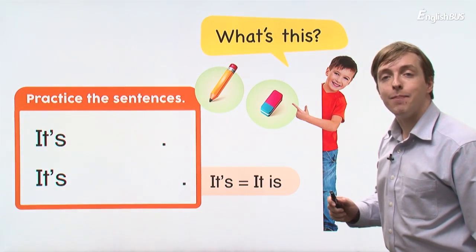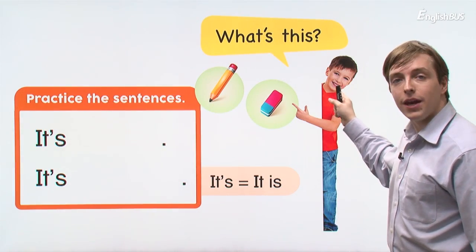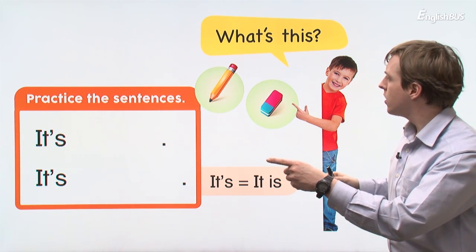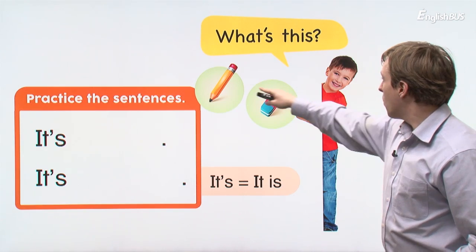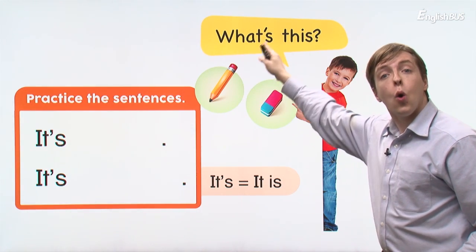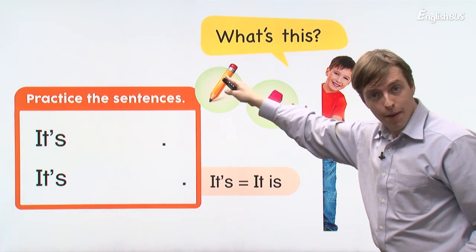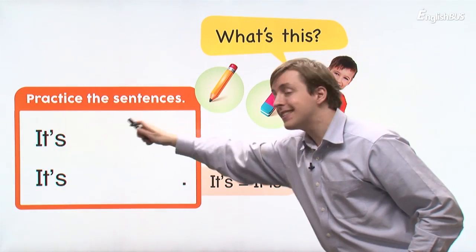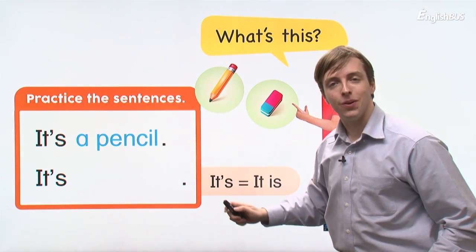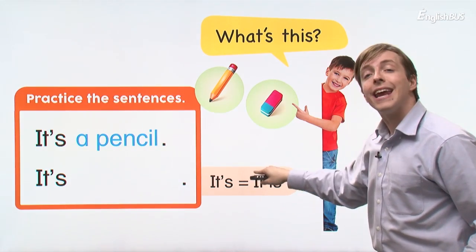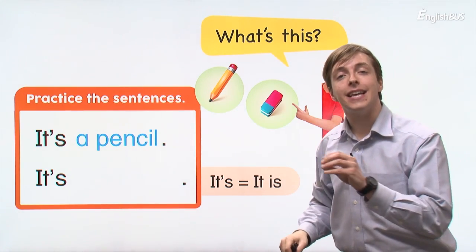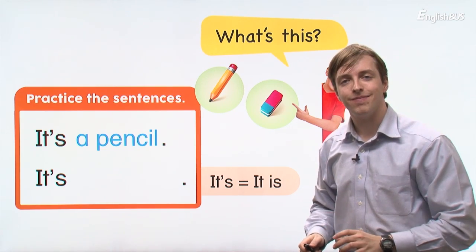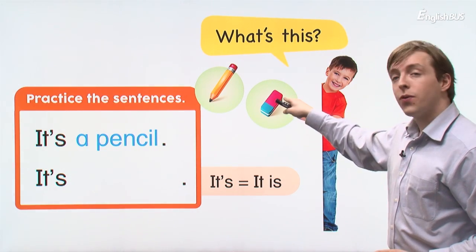Now, let's look at the picture of this boy here. What is he saying? He's saying, what's this? So, what is he pointing at? This word here, what's this? Do you remember this word? That's right. It's a pencil. Yes, it's or it is. It is a pencil. It's a pencil.